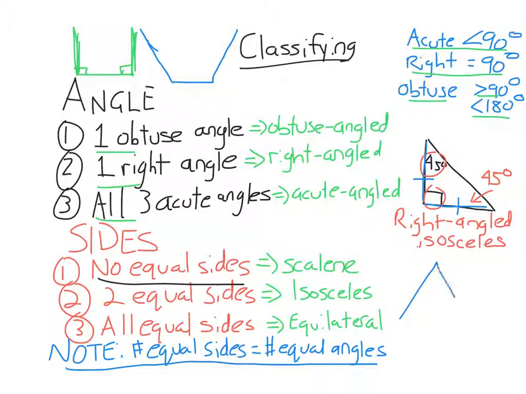If we have an equilateral triangle, it means it has all sides equal, but it also has all its angles equal. Now, because all three of these angles are equal and must add up to 180 degrees, each of these will be 60 degrees. Each angle inside an equilateral triangle is equal to 60 degrees. So all equilateral triangles are acute angled.